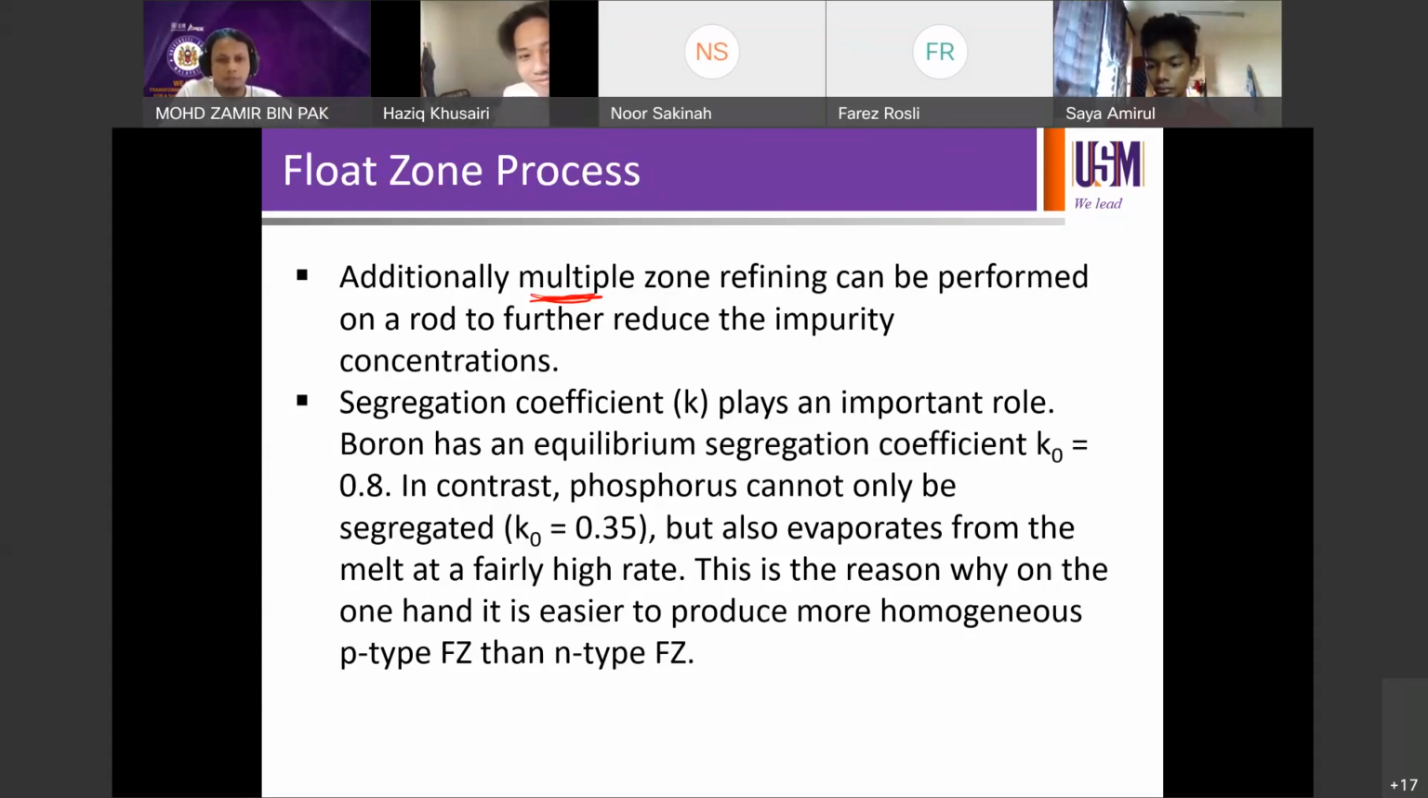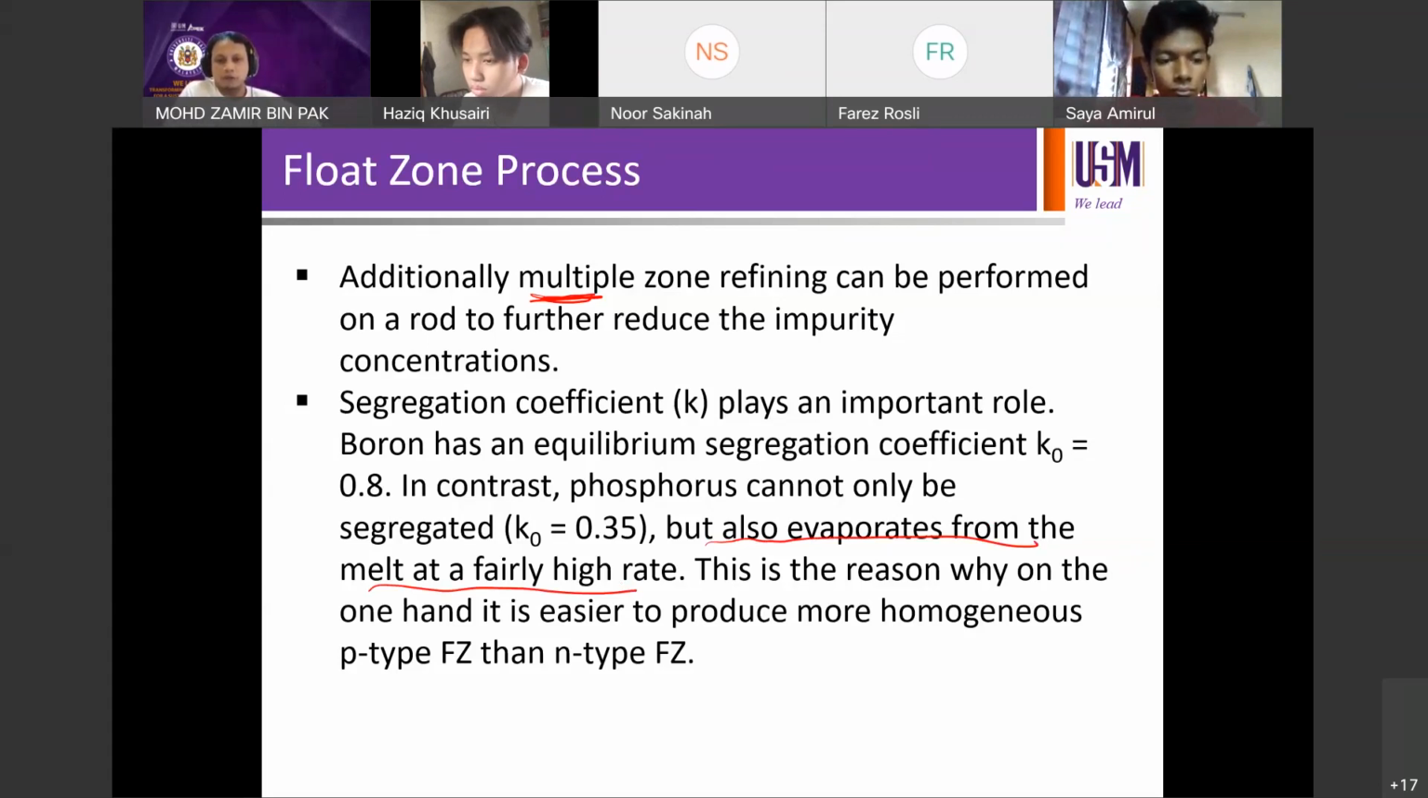Segregation coefficient plays an important role. Boron has an equilibrium segregation coefficient of 0.8. We discussed this last time. Phosphorus has 0.35. Therefore it can not only be segregated but also evaporates from the melt at a fairly high rate. So it is a lot harder to get the intended concentration of phosphorus in the solid compared to what you put into the system during the float zone process. So you have to put in more to get the intended concentration level. This is the reason why, on the one hand, it is easier to produce more homogeneous p-type than n-type.